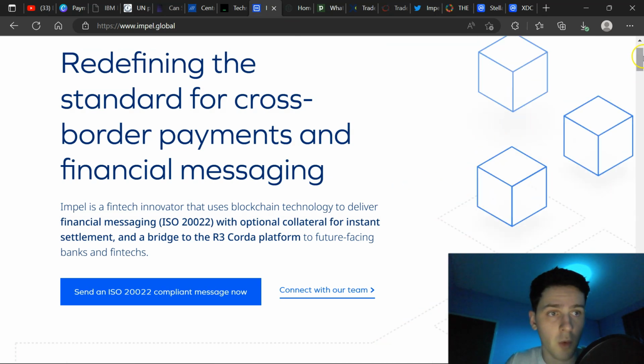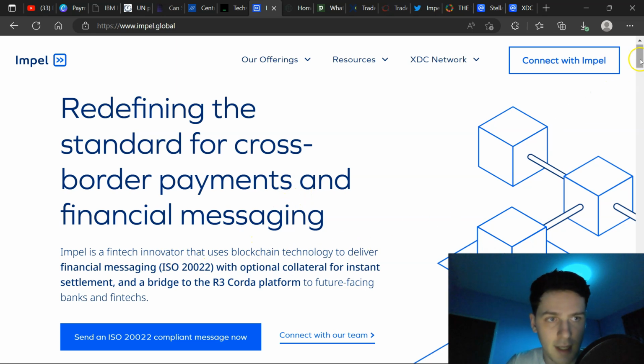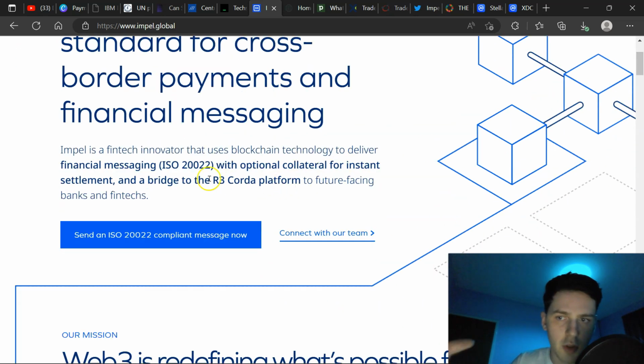Went over Impel quite a lot before. I want to go over it very briefly just to get it out of the way. So, redefine the standard of cross-border payments and financial messaging. They are a fintech innovator that uses blockchain technology to deliver financial messaging, ISO 20022, with optional collateral for instant settlement, and a bridge to the R3 Corda platform for future-facing banks and fintechs.